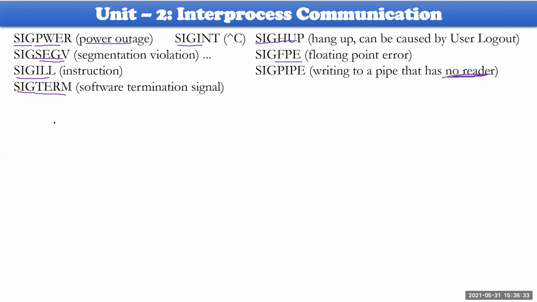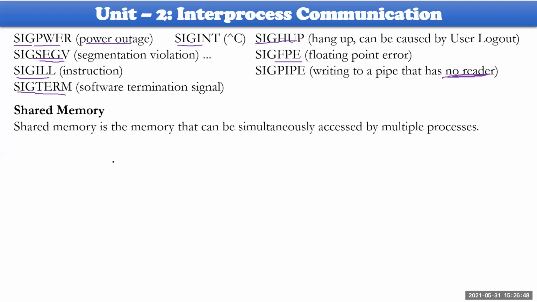Then the next approach will be shared memory. Memory will be shared among several processes. So shared memory also comes under inter-process communication. Shared memory means the memory can be shared or accessed by several processes simultaneously, concurrently.